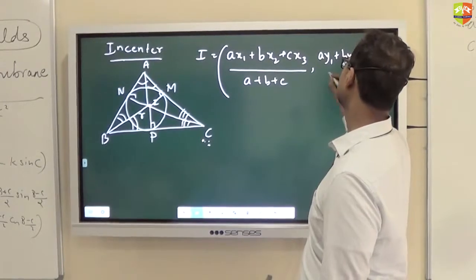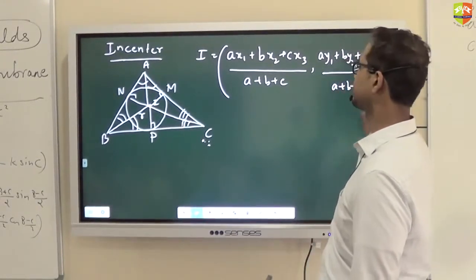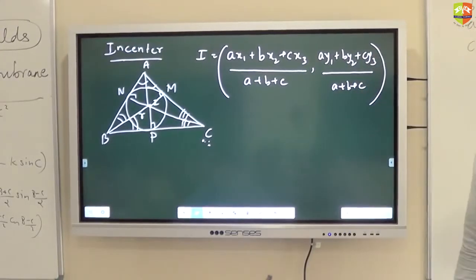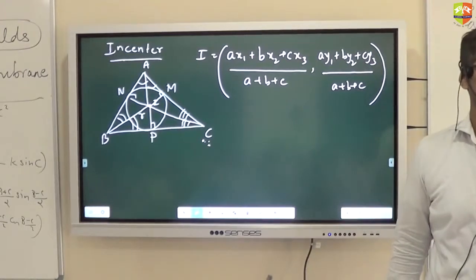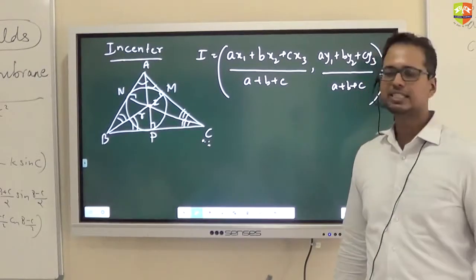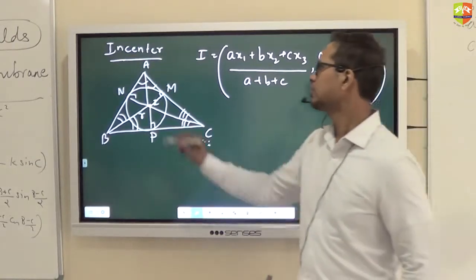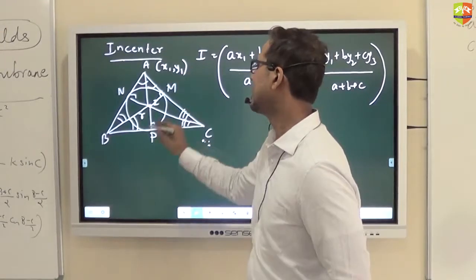The incenter coordinates are given by (aX1 + bX2 + cX3)/(a+b+c), and similarly for y, where a, b, c are the sides. If we know the vertices, we can easily find the sides.